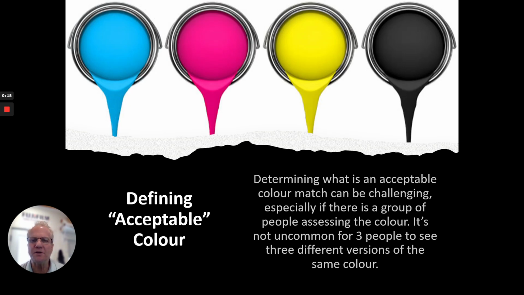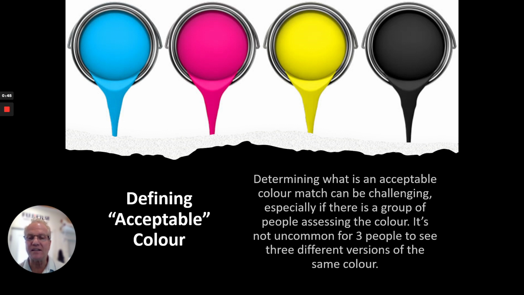Determining what's acceptable can be challenging because if you have three people, say for example, evaluating color, each one of them is going to see a slightly different version of that color. There's a number of things that can come into play. It can be the lighting, the age of the observer, or the sex of the observer, male and female. We tend to see color a little bit differently, or they do and we do. So there are some things we'll talk about there.